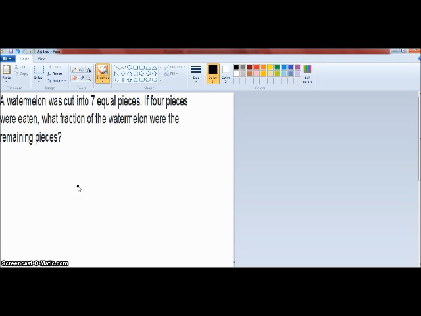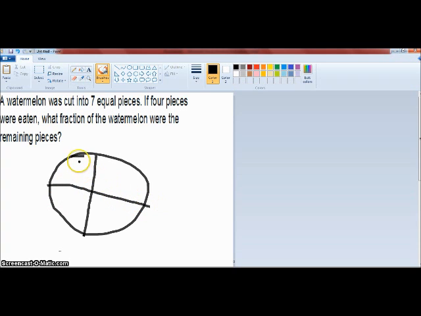Question 2 asks, a watermelon was cut into 7 equal pieces. If 4 pieces were eaten, what fraction of the watermelon were the remaining pieces? So let us draw this watermelon. This is the watermelon, and it was cut in 7 equal pieces. We are putting a rough sketch here, so the sides may not be all that equal, but this is just for illustration purposes. These are the sides. Let's number them just to make sure there are 7 pieces. 1, 2, 3, 4, 5, 6, 7.